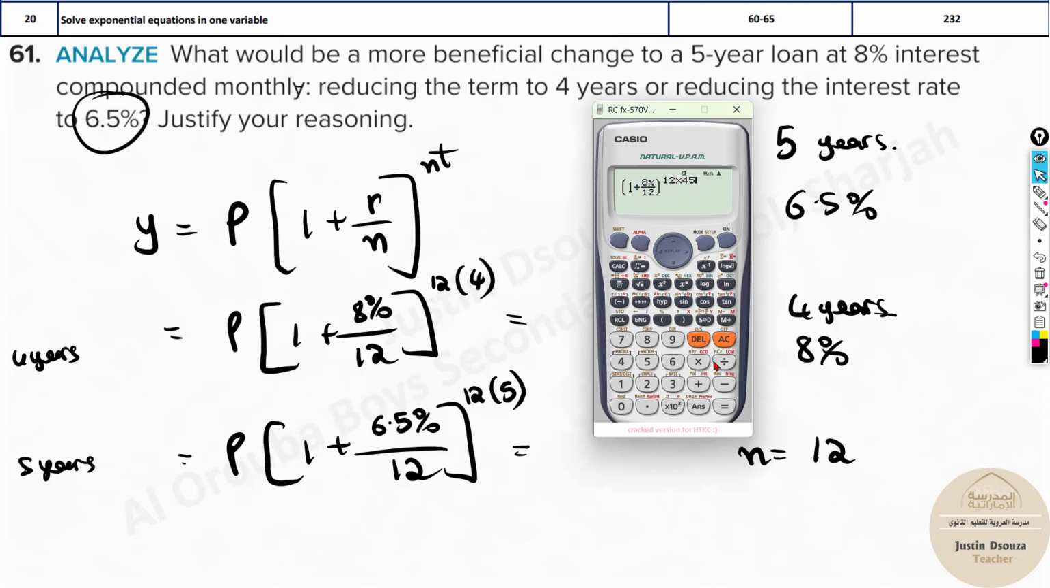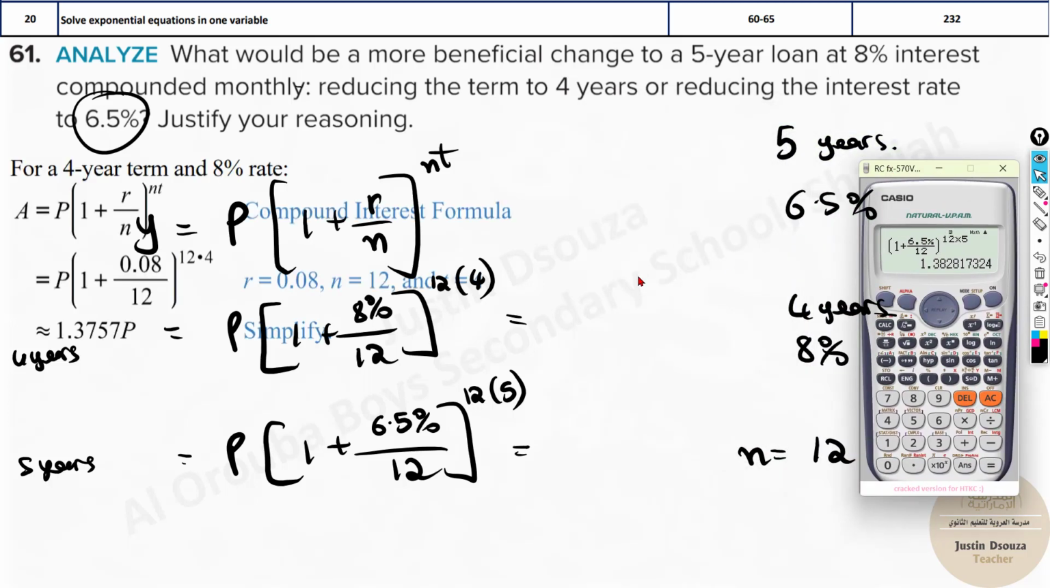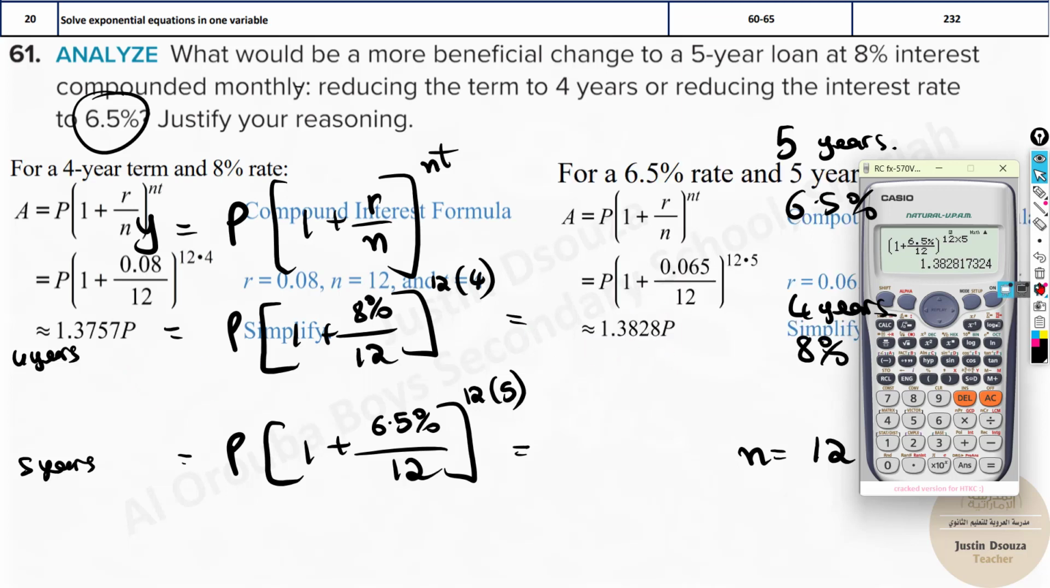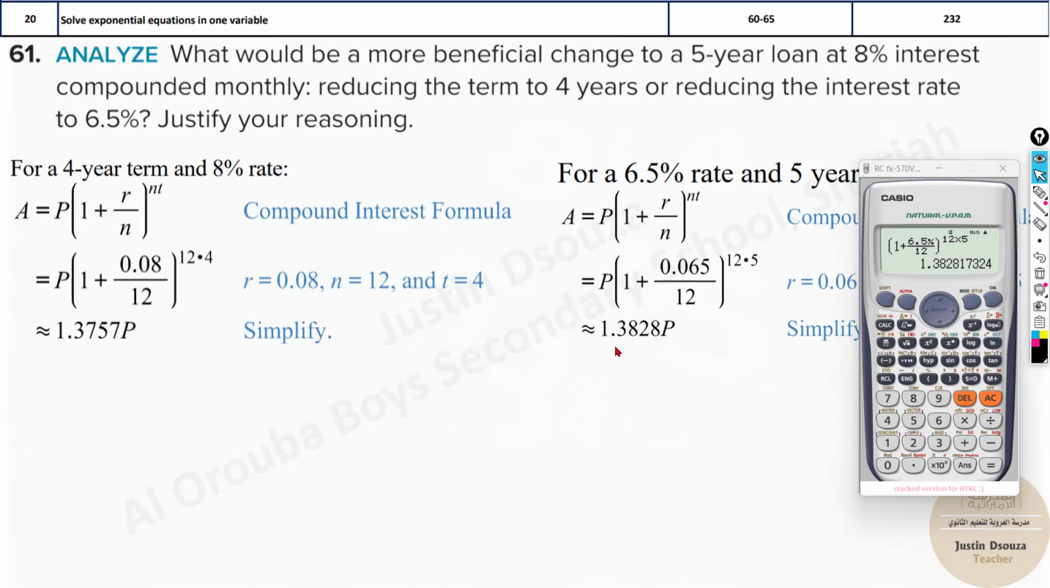The years is 5, and we have over here 6.5. The answer is 1.382. See, let's just go to the answers. 1.375 and 1.382 times the principal. So now which is greater and which is smaller? If you pay for 5 years, it's going to be 1.38 times whatever the amount of principal. If it is 10,000, it will be 13,800 something ultimately when you pay back after 5 years.